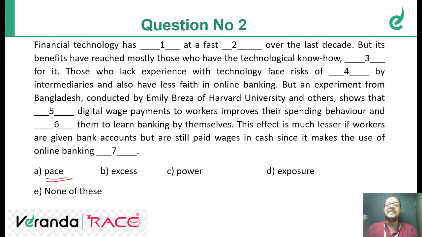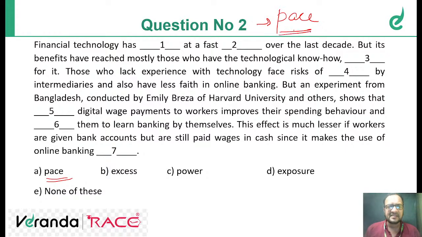Fast pace means fast speed we can say. So rate is not exactly speed, but pace is definitely the rate of change of distance or displacement. In that case, we can say rate and pace are almost the same. So excess, power, exposure do not fit the context. So the answer to the first question: has evolved at a fast pace. So the answer to question number 2 will be pace, P-A-C-E. Pace is kind of speed, you understand this.